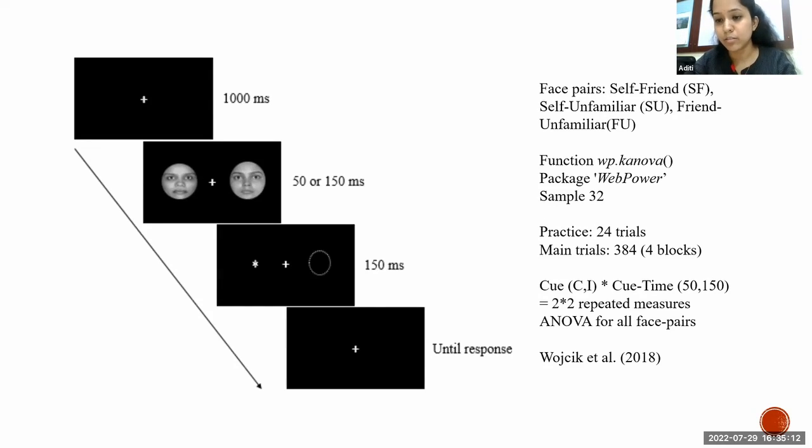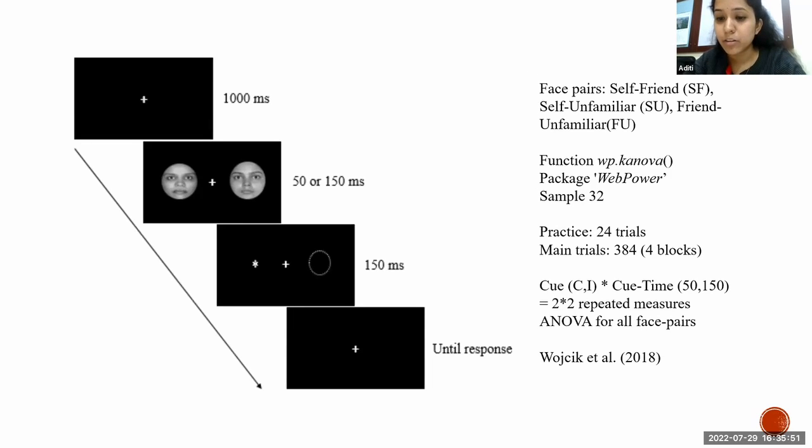So for example, in self-friend and self-unfamiliar, self was the preferred face, and in friend-unfamiliar, friend was the preferred face. To understand what components of attention processing are affected by the self-face cues, faces were presented as cues at left and right visual angles before the target, which in our case was an asterisk. The participants had to respond to the location of the target, whether left or right, by pressing Z or M. Cue presentation time was manipulated as 50 and 150 milliseconds as it reflects different stages of processing.